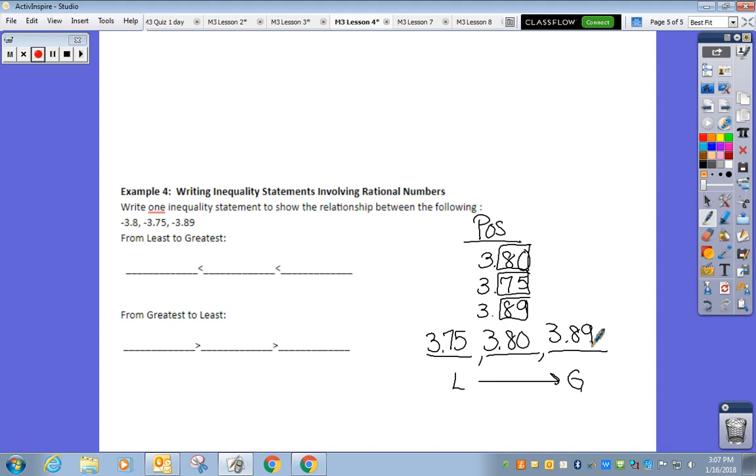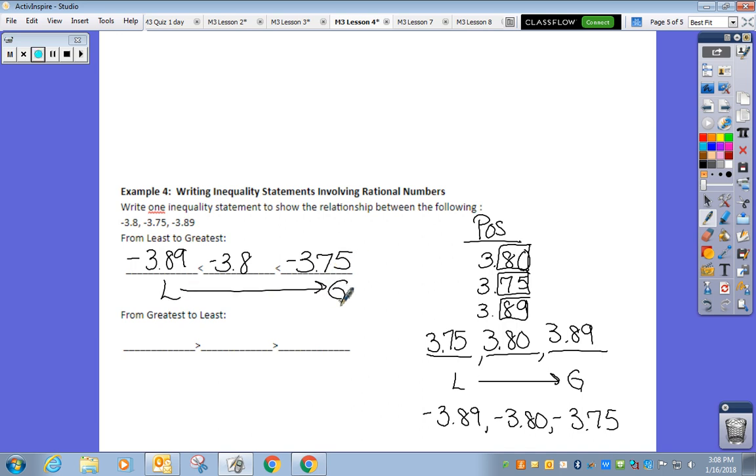However, since these are all negative numbers, it's going to be the opposite. So my greatest will actually be my least as a negative. The middle number is just going to stay the same. And then the least will now actually be the greatest. So I'm just going to rewrite that over here. And I can put 3.80 or 3.8, which it was originally. So this is least to greatest.